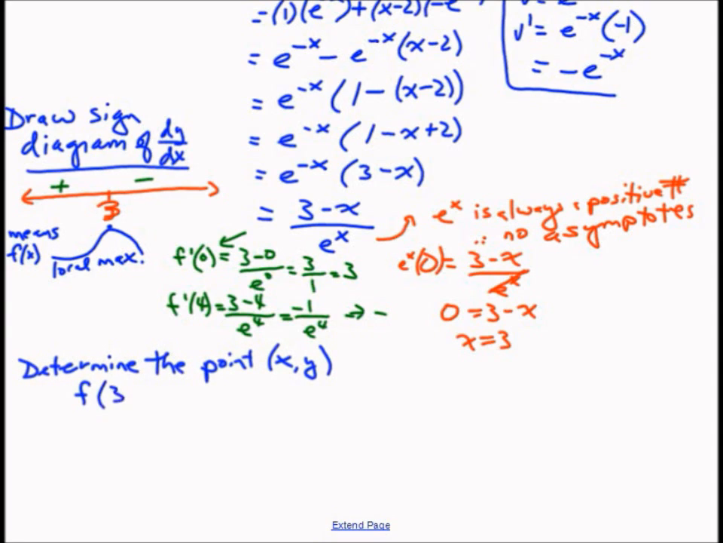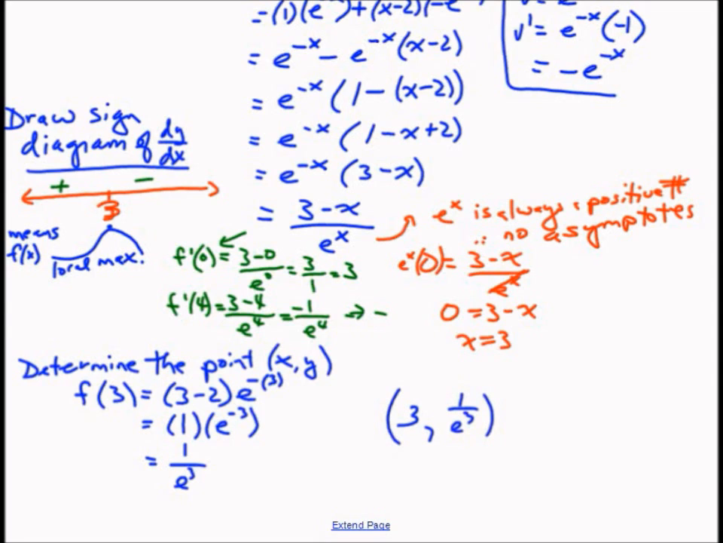So f of 3, that's where it occurs, is from our original function (3 subtract 2) times e to the power of negative 3. So that's 1 multiplied by e to the power of negative 3, which is 1 over e cubed, meaning that the point is (3, 1 over e to the power of 3), and it is a local maximum.